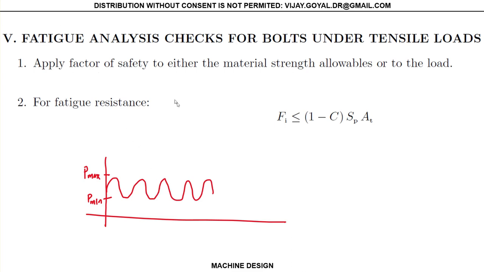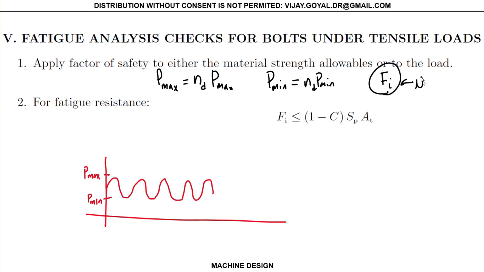But before we start the problem, as standard, just multiply your design factor for your P max, and then also multiply the design factor for your P minimum. Remember, we do not apply the design factor to this. So this is no ND.